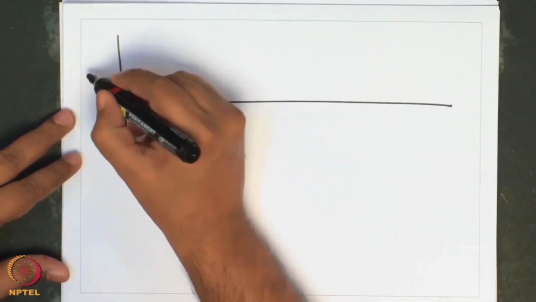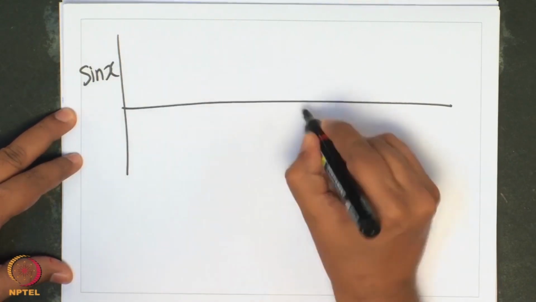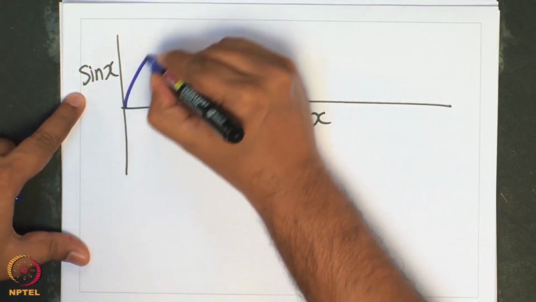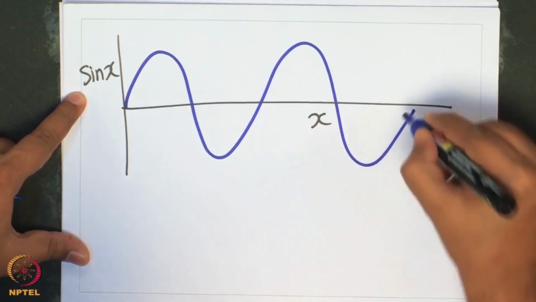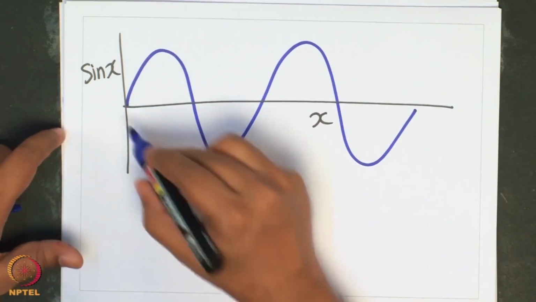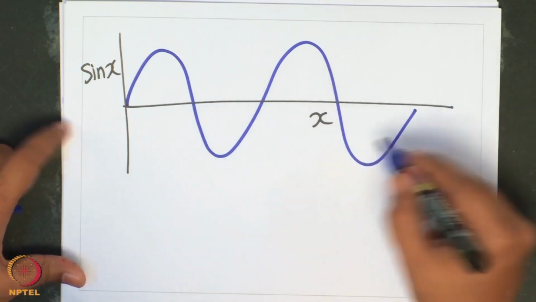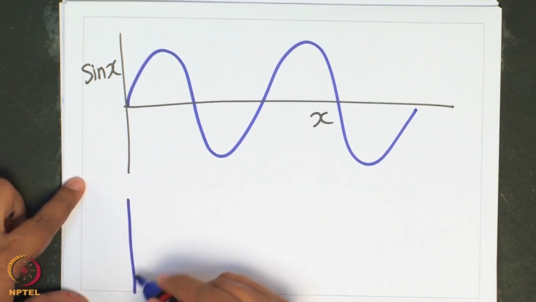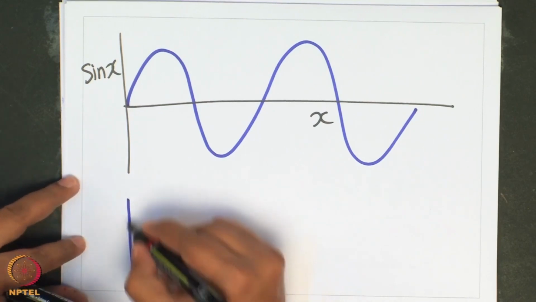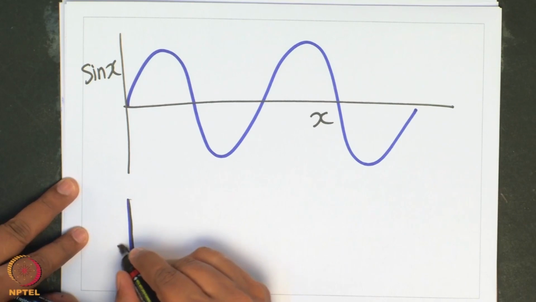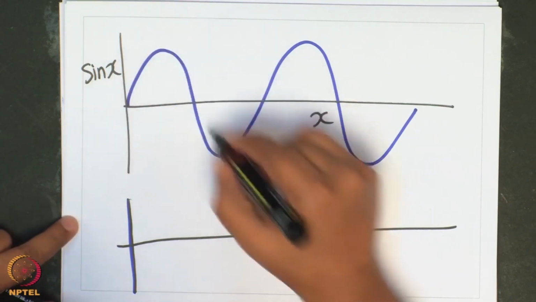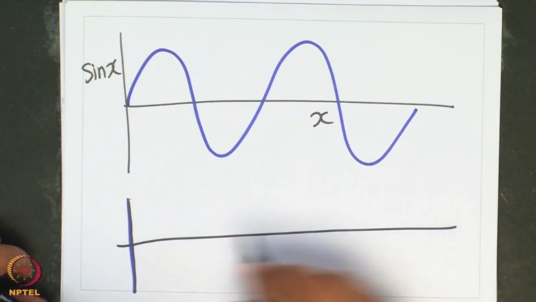So, if we plot sin x versus x, it would look like an oscillatory curve like this. Starting from 0, then there is a peak and so on and so forth. Now, by looking at it, can we plot its derivative below here? So, the derivative of sin x, if I plot here, what will I get? Let us train ourselves to look at this curve and plot its derivative below here.